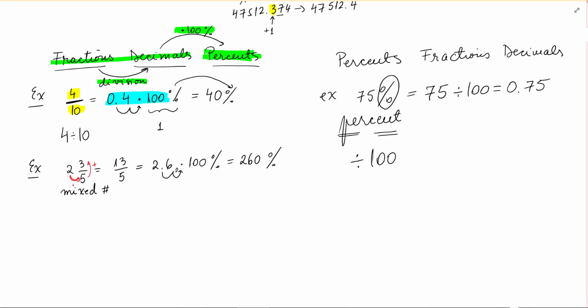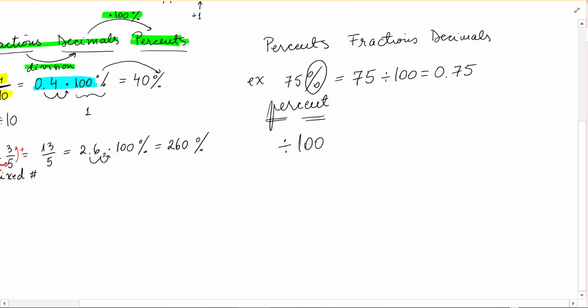But let me make one intermediate step. 75 divided by 100 can be written as 75 over 100. They are equivalent expressions. So what just happened? We changed it from percent into a fraction, and then we can also do the division and we get 0.75, and we change it into a decimal. So from percent to fraction, just put whatever number you have over 100.